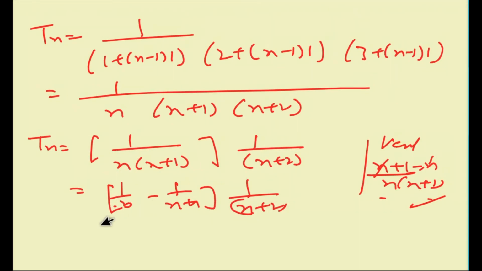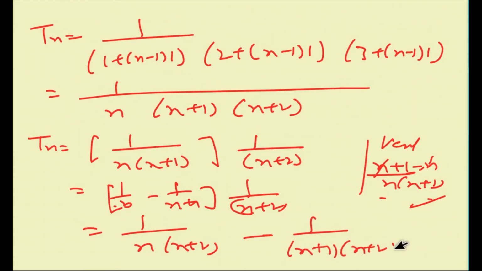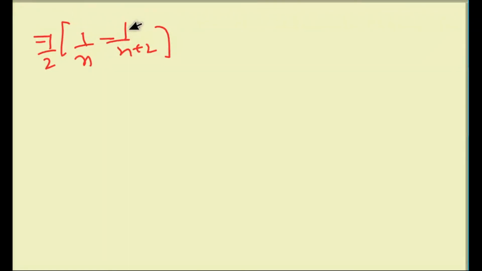Now take this bracket inside. What can we write here? 1 upon n plus 1 times n plus 2. Again we will use the same method here for this. So what can we write here? We can write 1 upon n plus 1 minus 1 upon n plus 2, so taking the LCM, n plus 2 minus n, we get here 1 upon 2. When we take the LCM, we get n plus 2 minus n, so 2 is left here, so we have to divide it by 2.